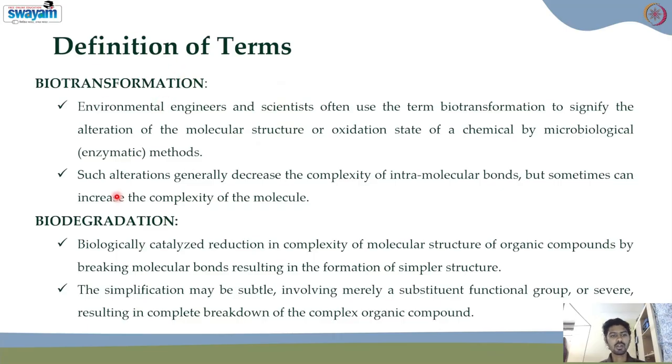Such alterations in the molecular structure sometimes help in decreasing the complexity of the intramolecular bonds, but sometimes it can also increase the complexity of the molecule. So depending upon the process and the microorganism's metabolic pathway function, it can decrease the complexity or sometimes increase the complexity. For example, with the benzene compound, sometimes it tends to increase the complexity by binding benzene rings together to form multi-benzene compounds, which are toxic in some cases. So depending upon the microorganism and their metabolic pathway, this transformation occurs.